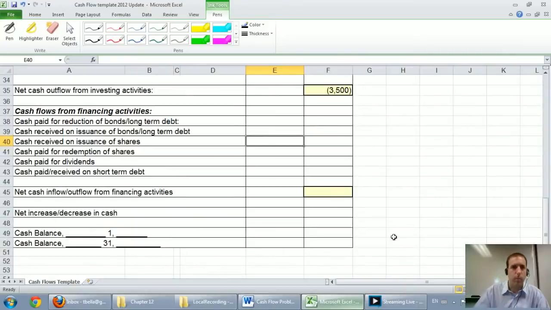So my cash would have gone up by $2,000 as a result of this issuance of common shares. I'm going to assume we didn't redeem any common shares. It didn't tell us otherwise. Last one, cash paid for dividends.